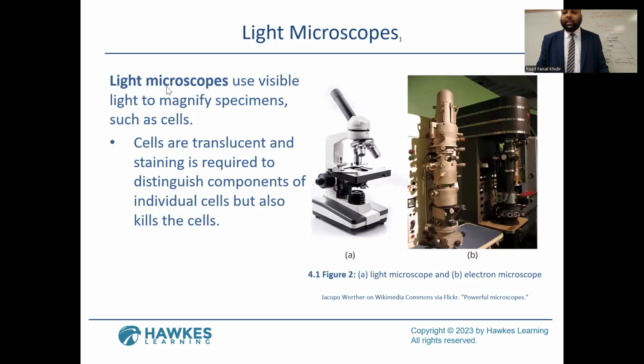Now, we talked about the light microscope, and we said that light microscopes use visible light to magnify specimens, such as the cells. So if you look at that slide, you cannot see anything. But when you look under the microscope, you'll be able to tell the definition. So cells are translucent and staining is required to distinguish the components of individual cells, but it also kills the cells.